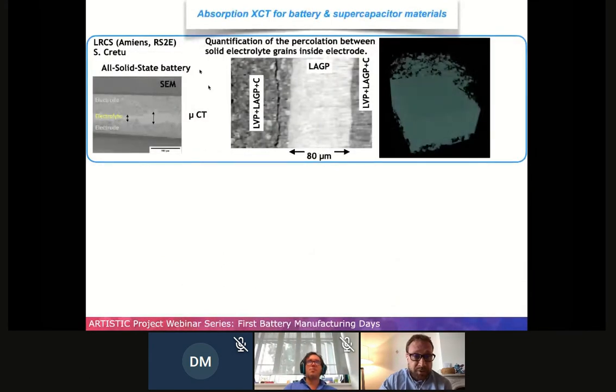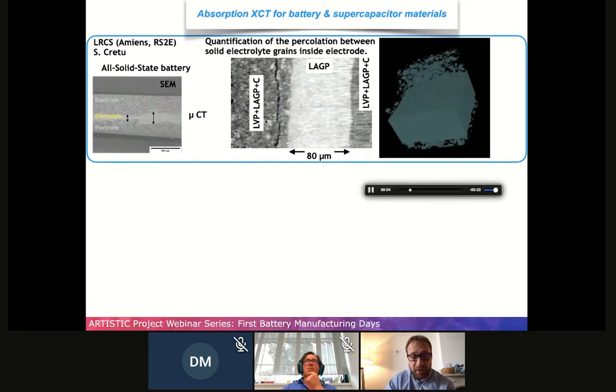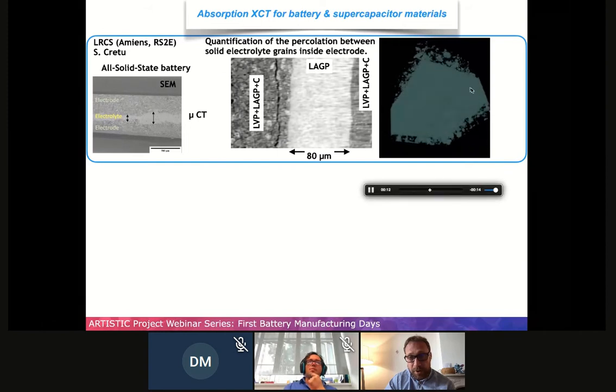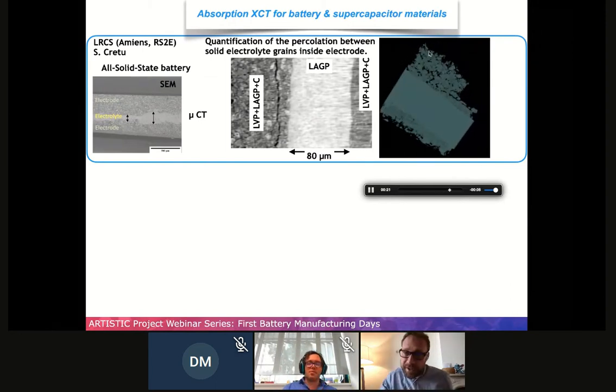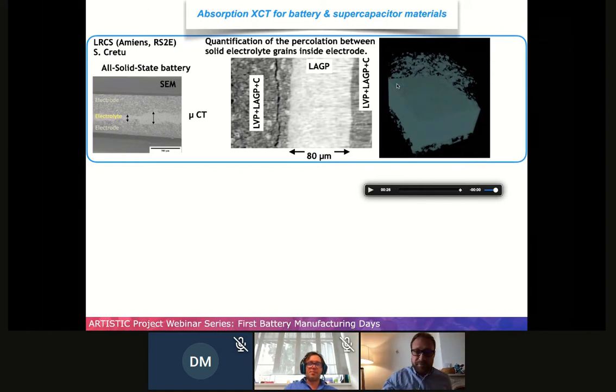The other example is a new result we've got recently on the all solid state battery. We try to see if we have a very good connection between the part of the solid electrolyte inside the electrode and the main part of the solid electrolyte, which is the block we have in the middle here. Based on the small video we have here, we clearly see that all these grains are not perfectly connected to the center of the solid electrolyte, which is not very good for the electrochemical properties.